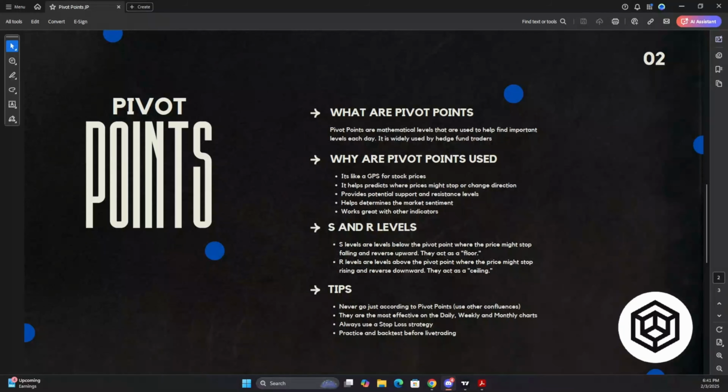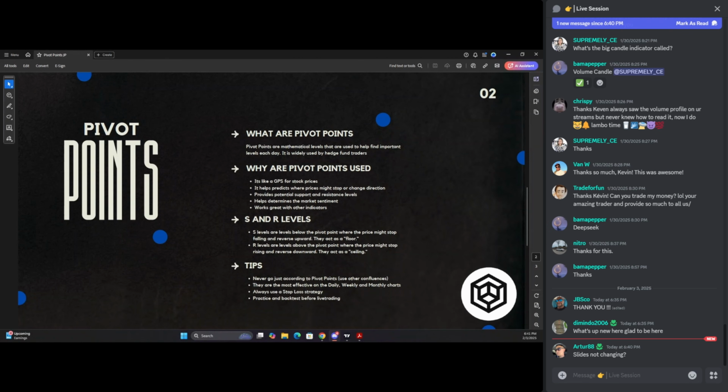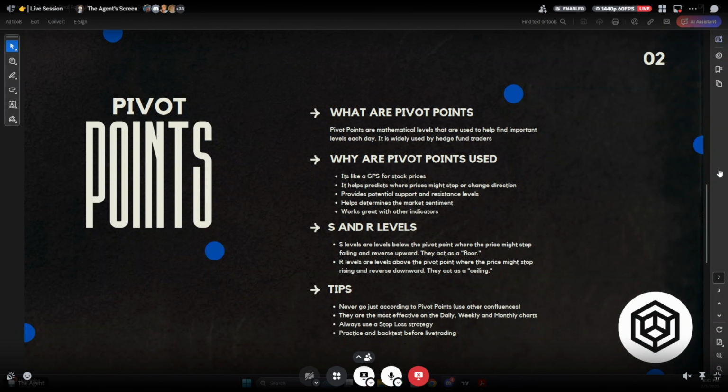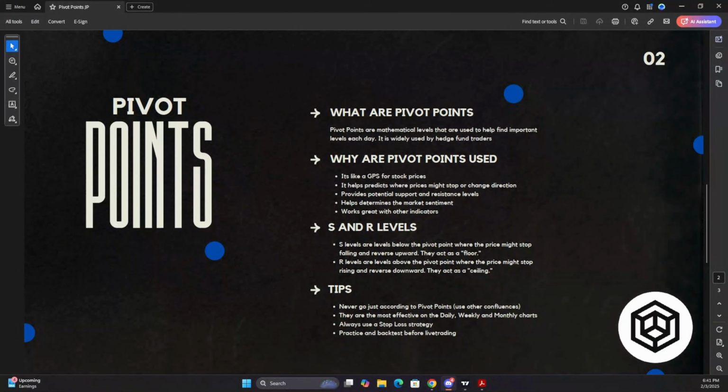So here are a few tips. Never just go off the pivot points. You have to use confluence. A lot of people will say, oh, I'm going to trade price action on pivot points. And sometimes price will get below the pivots and then come back up. Remember, these are not perfect levels, which is why you have to have a little bit of leeway in what you're doing. They're most effective on daily, weekly, and monthly charts, which is what I said earlier. And you always want to make sure that when you're using pivot structures, you always have a stop loss strategy because you don't control what the market's going to do.